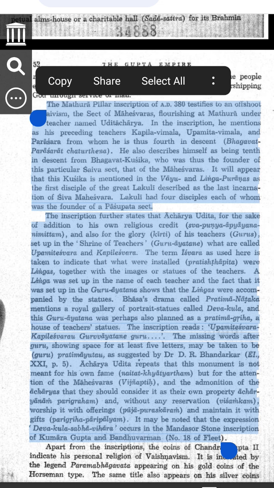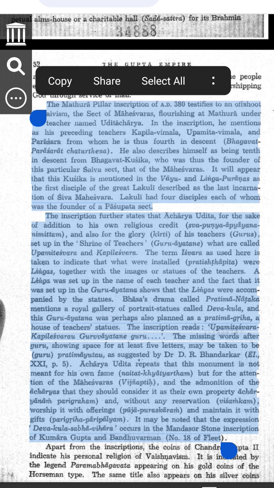4. What did Uditacharya do? He wanted to honor his teachers and gain spiritual merit, punya. He built a special religious place called Guru Ayatana. He installed 2 shrines, small temples, named Upamiteshvara and Kapileshvara. These shrines had lingas, holy stone symbols of Shiva, and statues of the teachers. Example: imagine you build a temple for your grandfather and great-grandfather in your home to honor them. This is what Uditacharya did for his religious teachers.